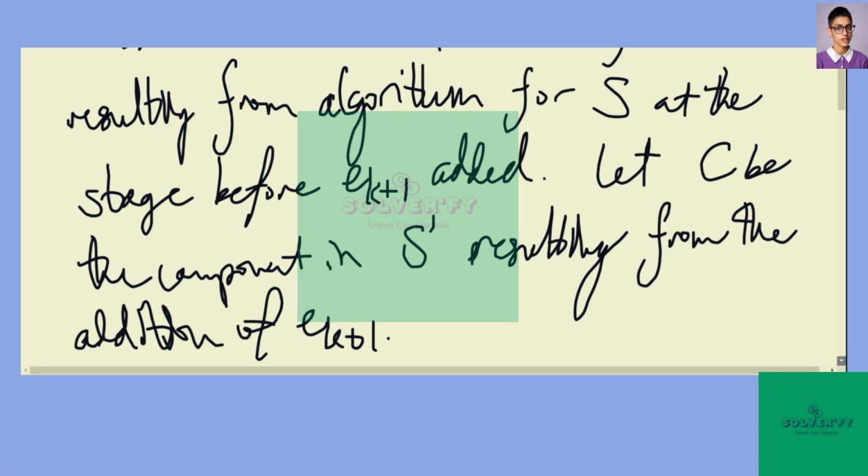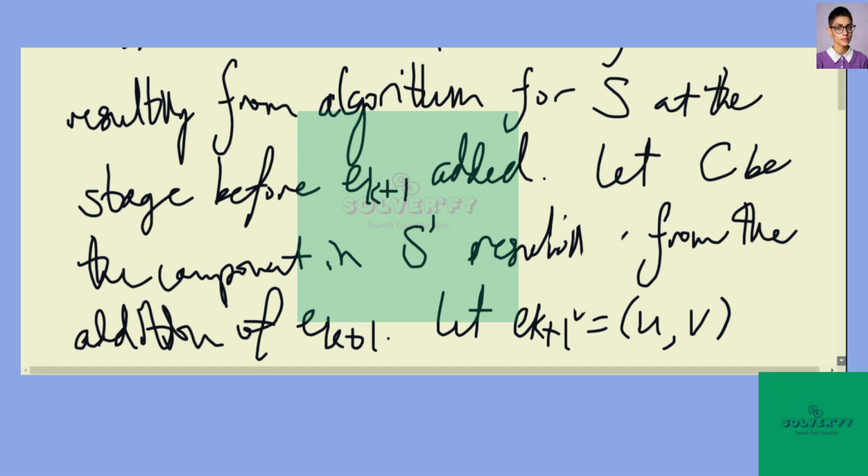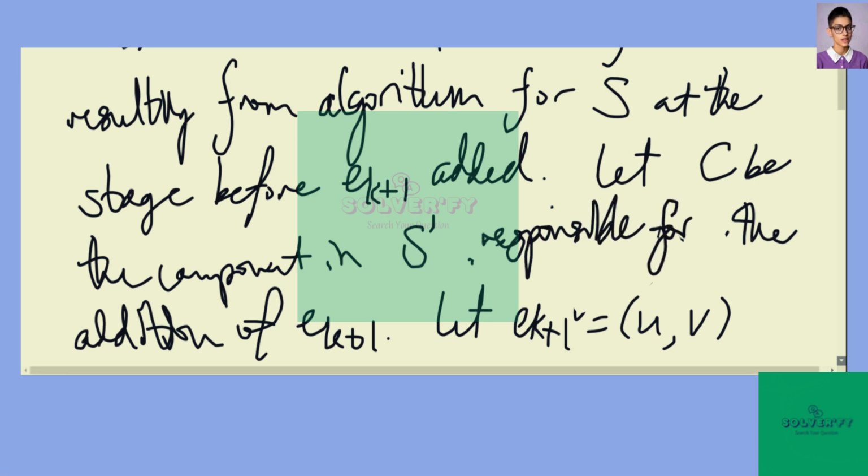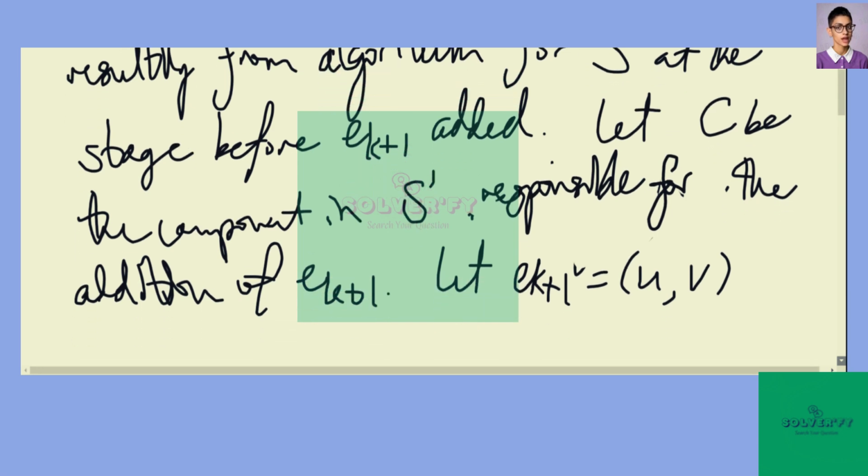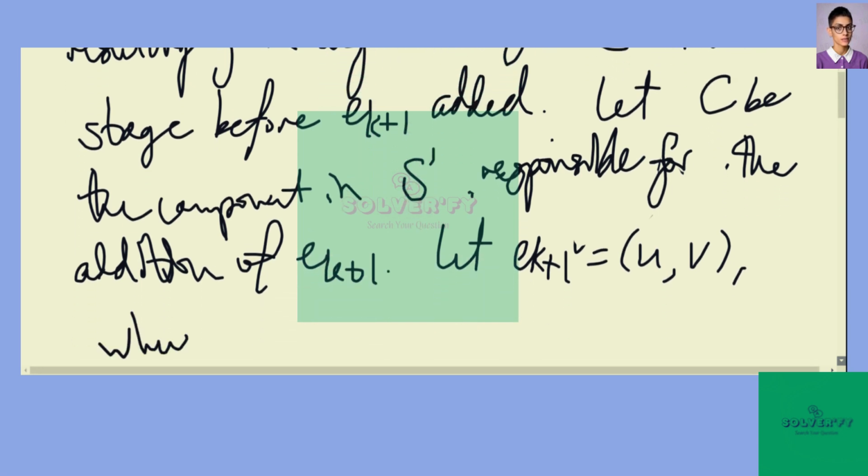And now let EK plus 1 be labeled u, v as an edge, with u, of course, lying in the component C. I guess I should say instead of resulting from, this is responsible for. And we have that v, of course, is not going to lie in C by Sollin's algorithm.